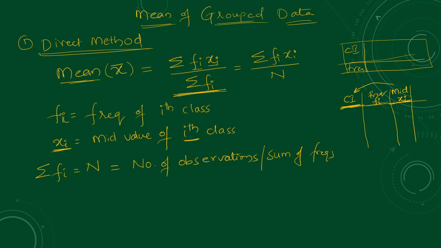Next, using the second and third columns, you are going to have fi into xi. Finally, on adding, I get the summation of fi xi. Next, by adding all the terms in the second column, we get sigma fi. Since we know these two values, directly on substituting in this formula, we get the value of the mean. This is the tabular representation for finding the mean by the direct method.